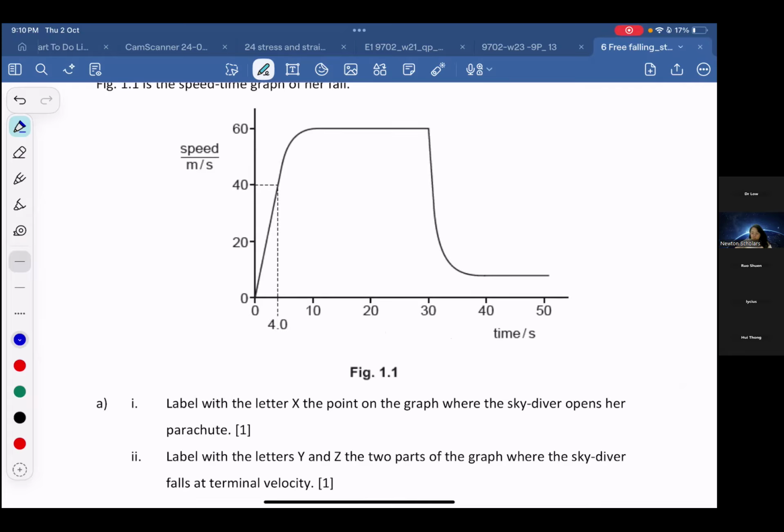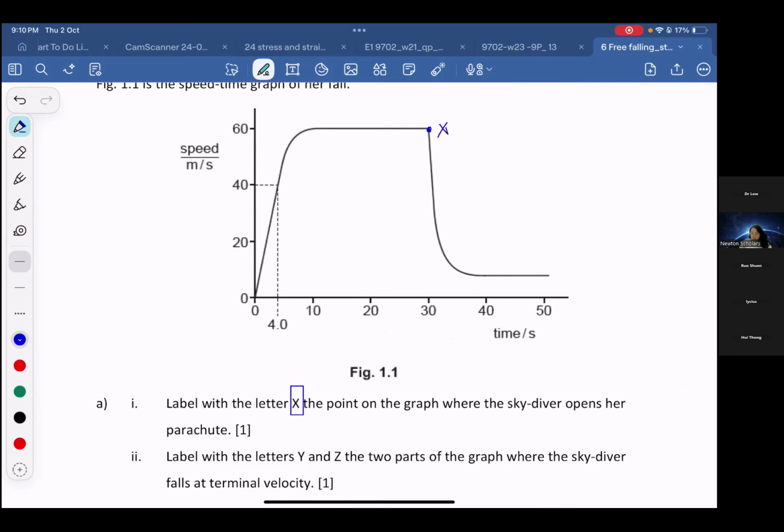So at here, this is the part where it opens the parachute. So actually we should label at here. This is the point it starts to have the parachute. Okay, label with the letter X. So we have to label this.